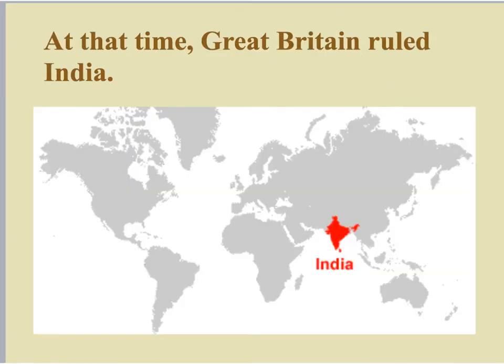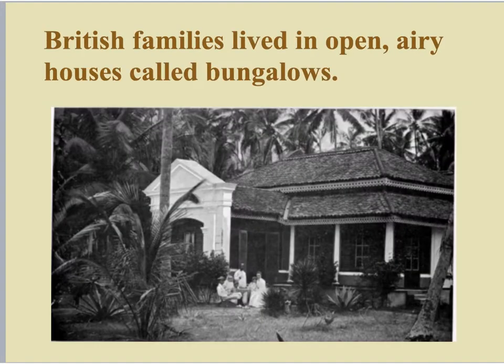To start, the story is set in India during the late 1800s, and at that time, Great Britain ruled over India, so some of the terms that we hear are very English terms. One of those terms being a bungalow. That is just an airy house, kind of like what we would think of with a big porch, that the British families that were in India lived in, including the family that is in our story.